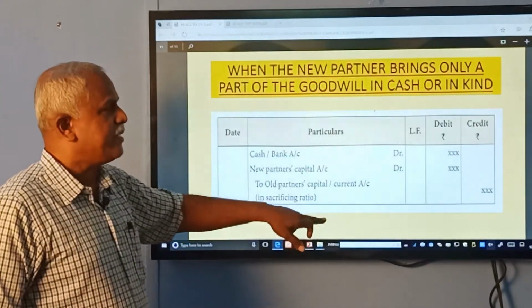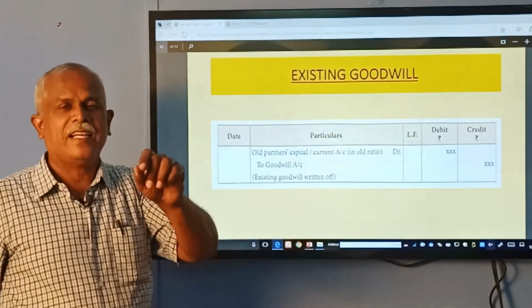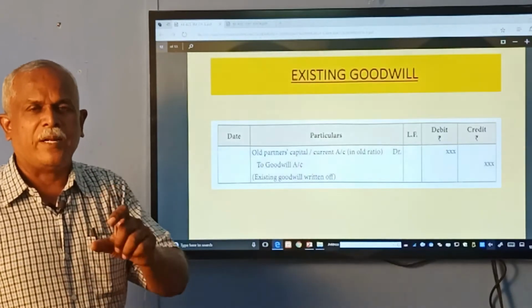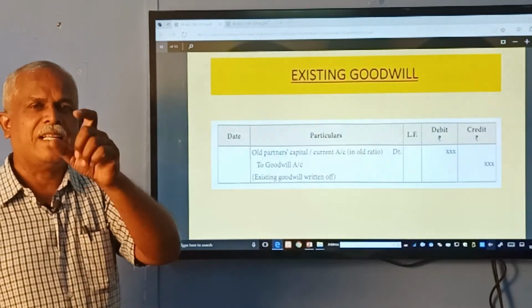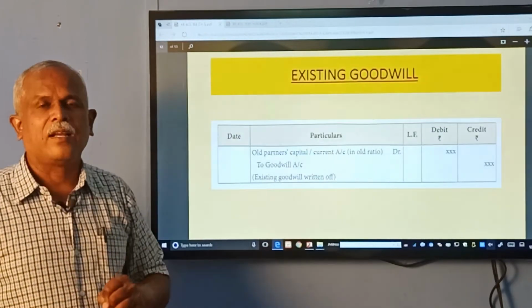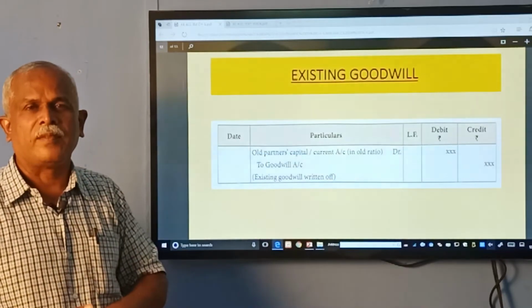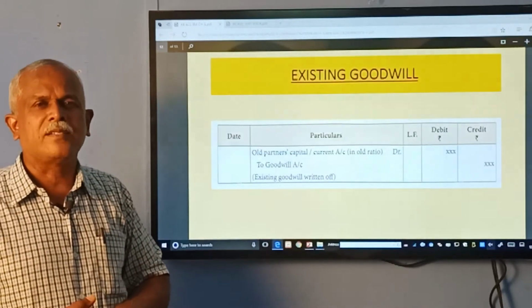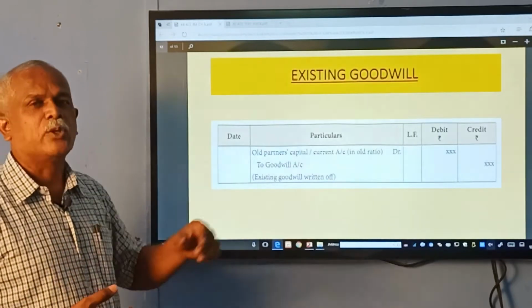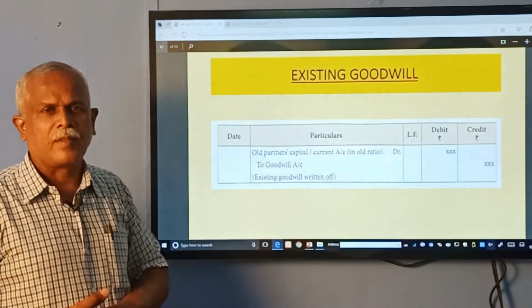And the last condition is existing goodwill. If there is any existing goodwill in the old firm, the old partners' balance sheet shows it on the asset side under the head fixed assets. If there is a goodwill account, then it has to be written off. It has to be made zero on admission. In the new balance sheet, it is shown as zero. For that, you have to write off the goodwill account.